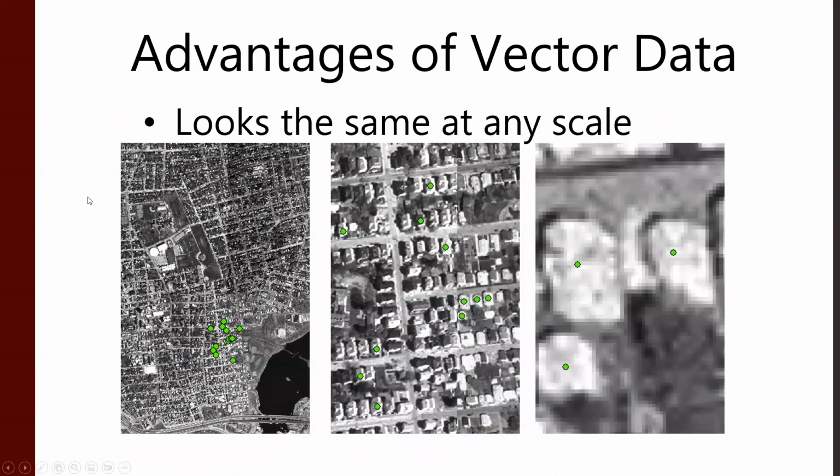Now, we can go a little bit more in depth about the advantages and disadvantages of vector data. Vector data looks the same at any scale. So there's our dots. You zoom in. The raster image eventually gets to pixel level. It's all kind of blurry. But the vector points look the exact same.